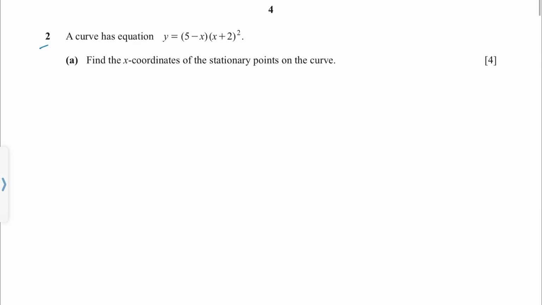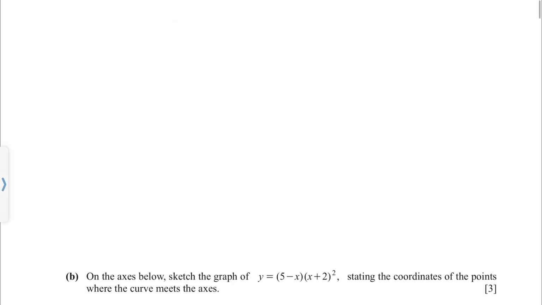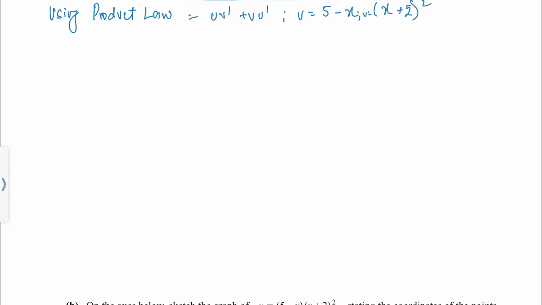Now moving on to question 2, that is a curve whose equation is given. Find the x coordinates of the stationary points of the curve. For a stationary point, we need to calculate dy by dx and then equate it to 0. So how will we calculate dy by dx? We'll be using the product rule here, that is u v dash plus v u dash, where u is 5 minus x and v is x plus 2 whole squared.